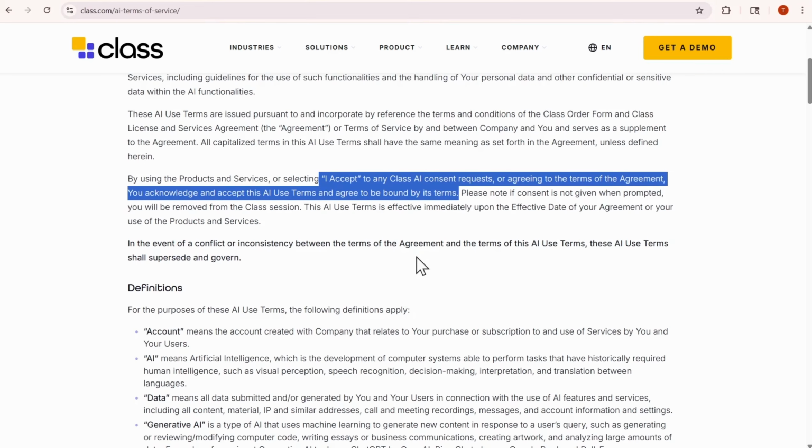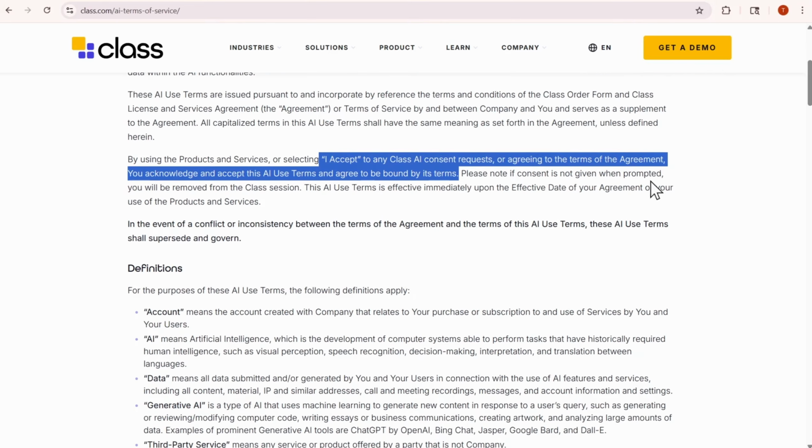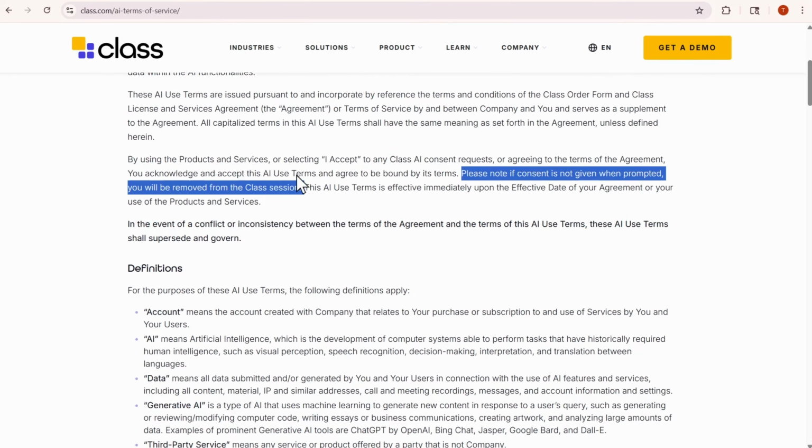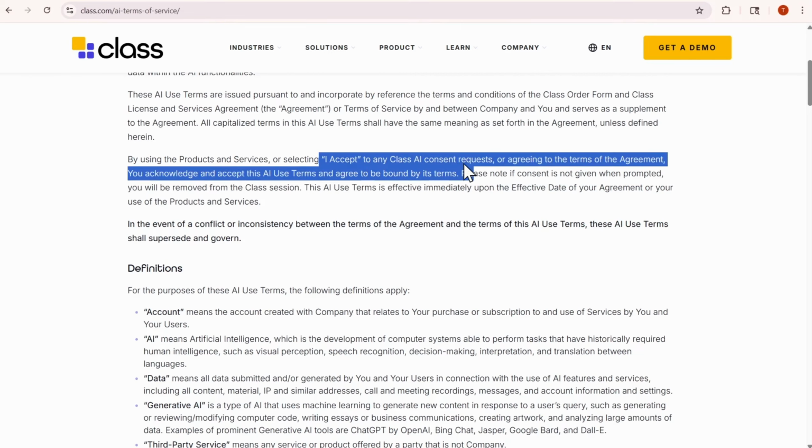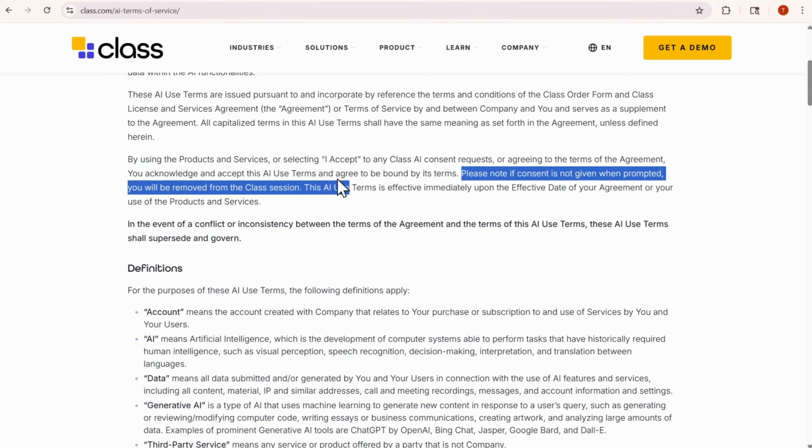All right. Please note, if consent is not given when prompted, you will be removed from the class session. I think this is another very interesting sentence from a privacy perspective, because one of the requirements for consent in some geographies is consent should be just as easy to withdraw as it was given. Is that consistent with this sentence here? Selecting I accept to the request and then also withdrawing here.